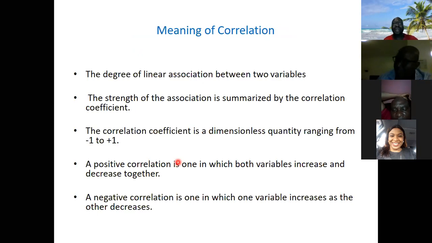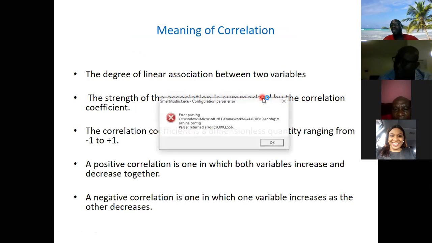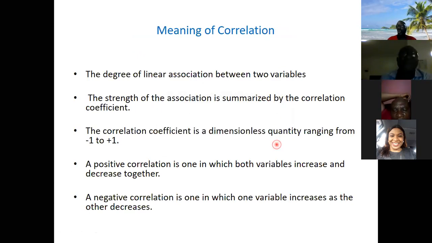Now, what does that correlation mean? It is the degree of linear association between two variables. As I've said, the strength of the association is summarized by the correlation coefficient. The correlation coefficient is dimensionless; that is, it has no unit. It ranges from -1 to +1.